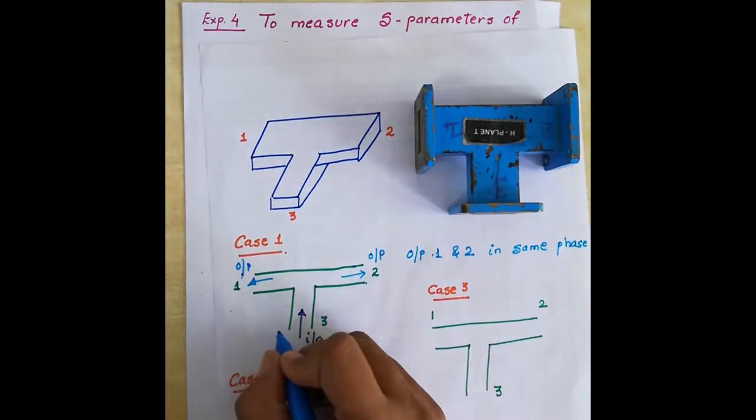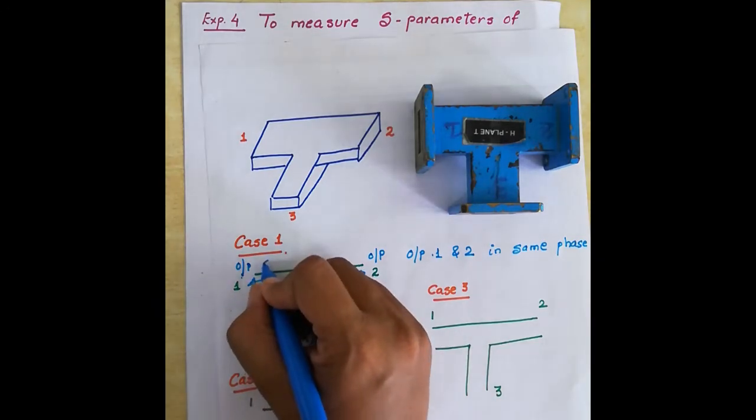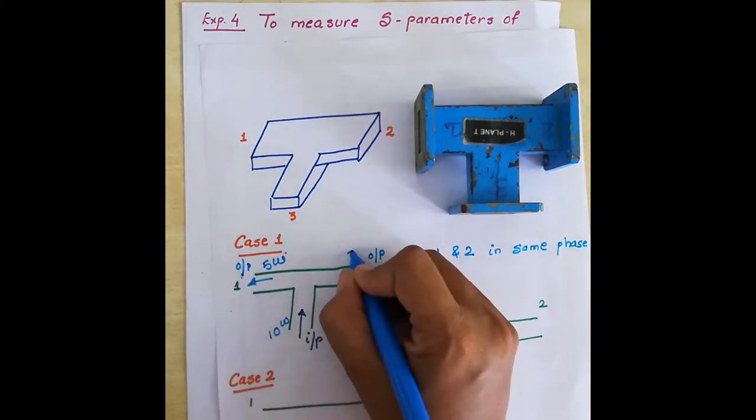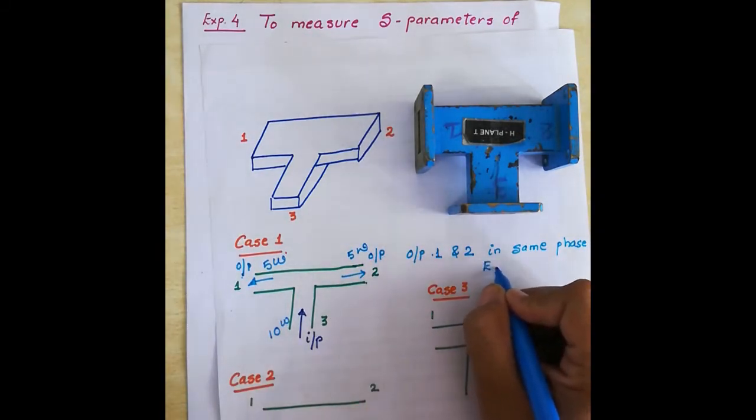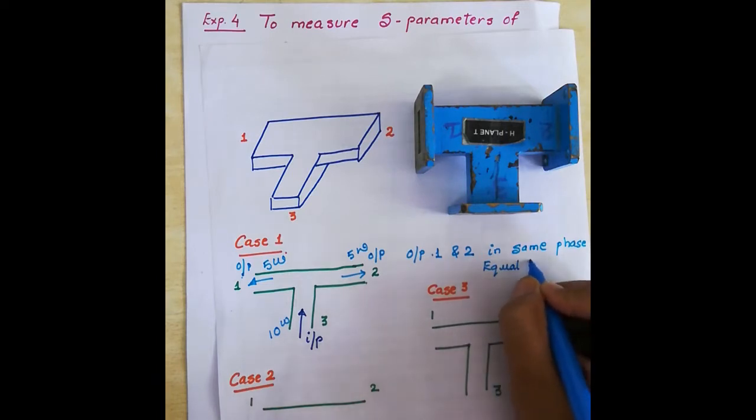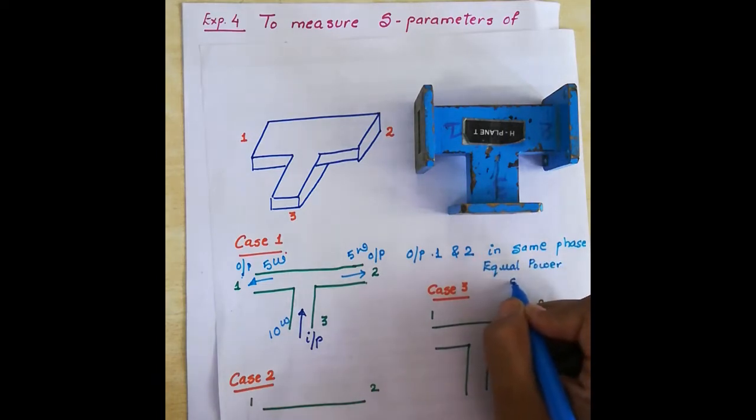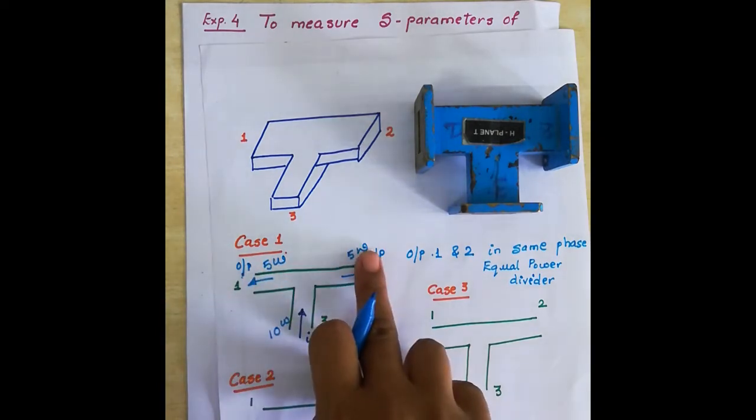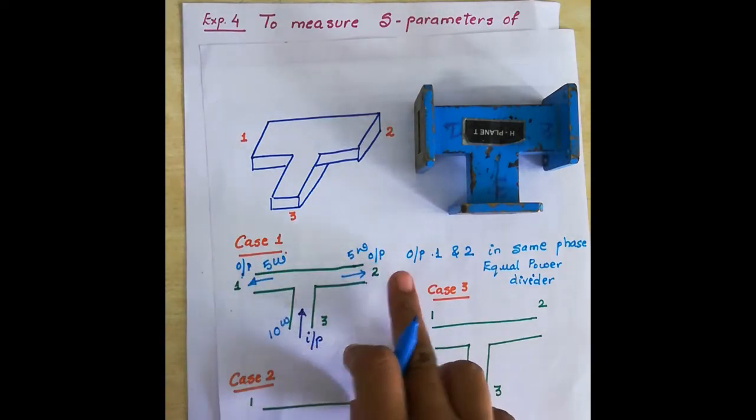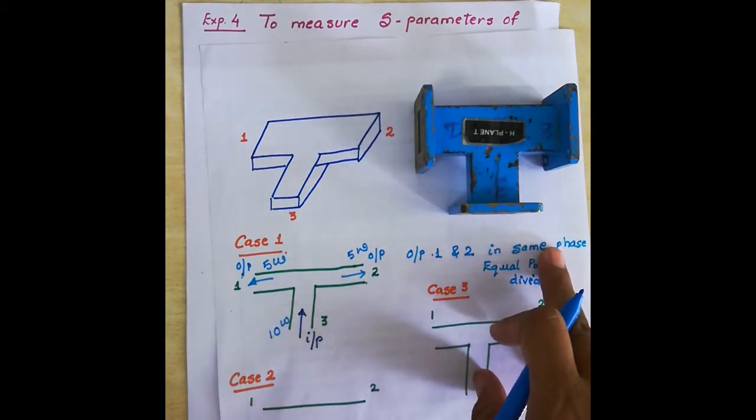That means if I give input from port number 3 as 10 watt of power, then I get 5 watt at port number 1 and 5 watt at port number 2. That means it is an equal power divider. So the outputs at port number 1 and 2 are equally divided, and they are in the same phase. This is our case number 1.